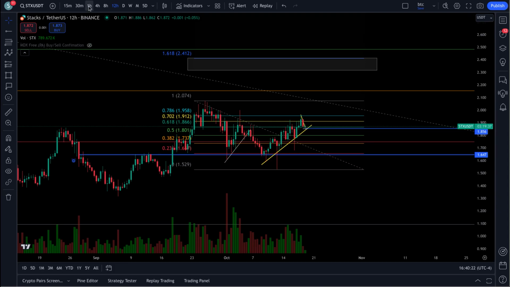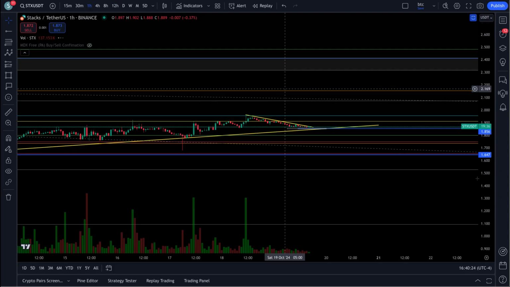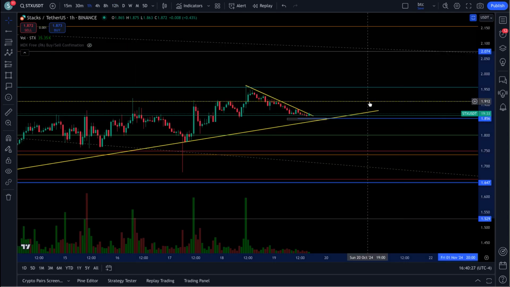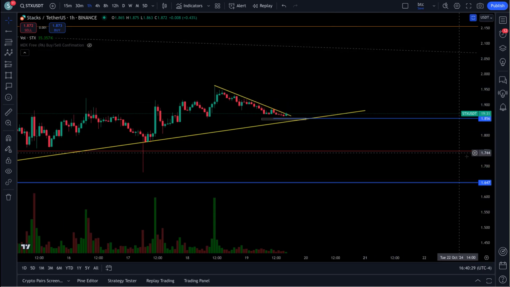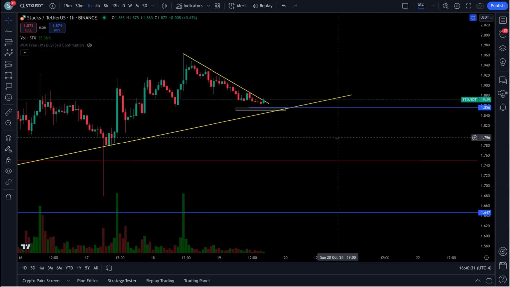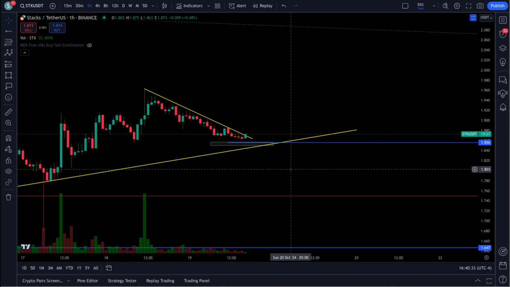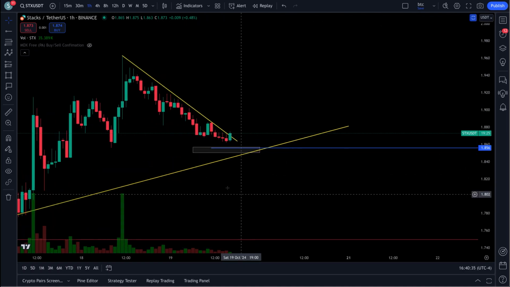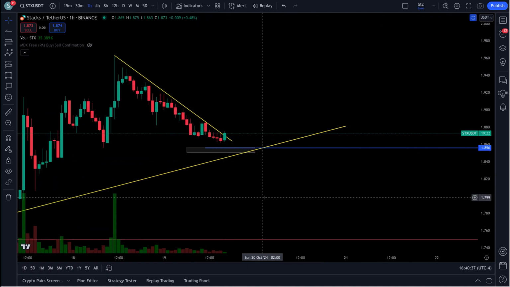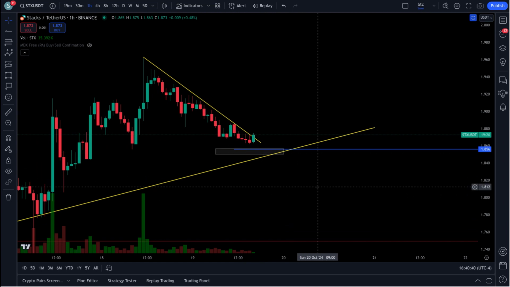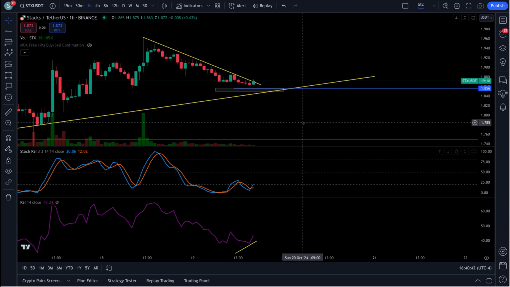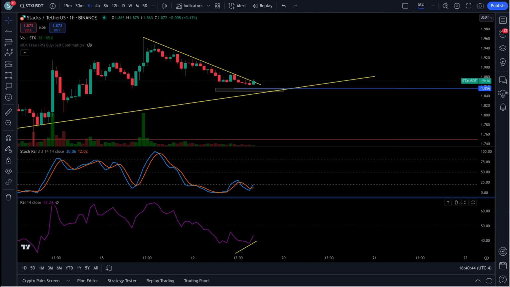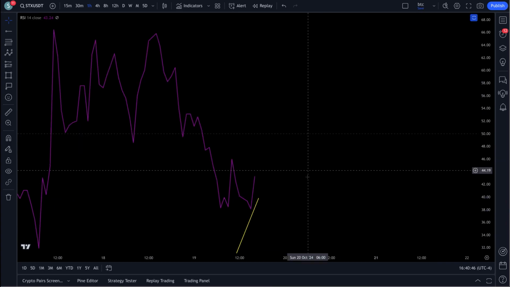When you zoom in on this thing on the 1 hour, let's get this off here and clean this up a little bit. You are getting a break of this resistance on the hourly right now. I was watching for it to come back down this trend line, but the 1 hour is definitely just heading to the upside. Looks good.